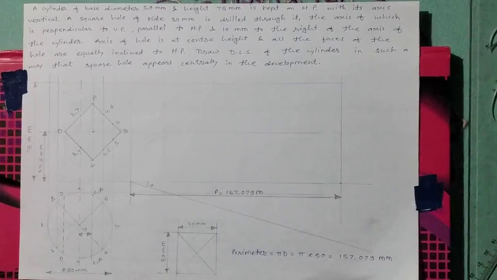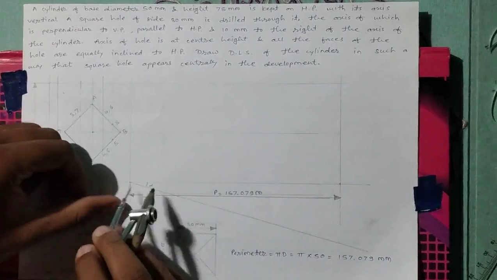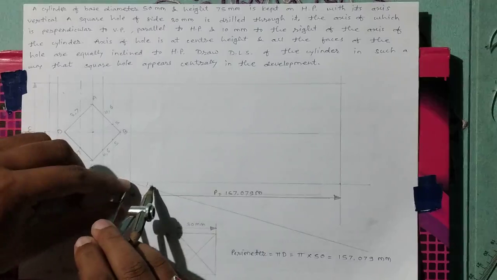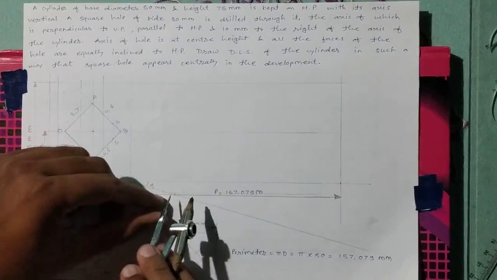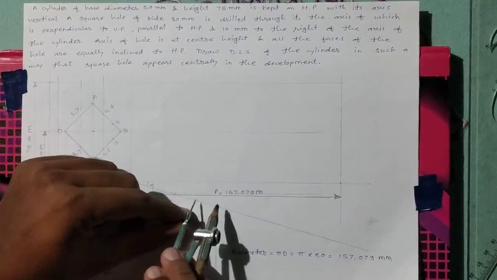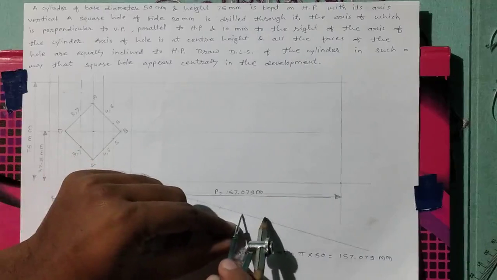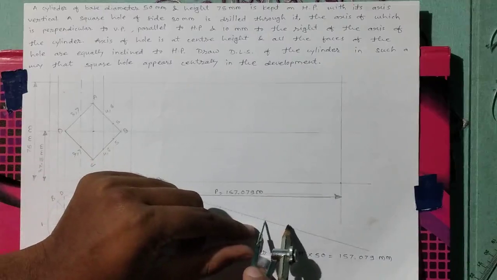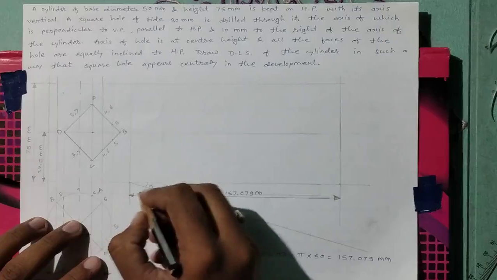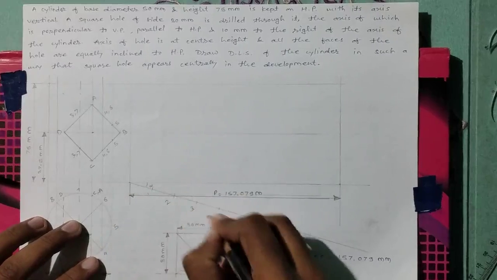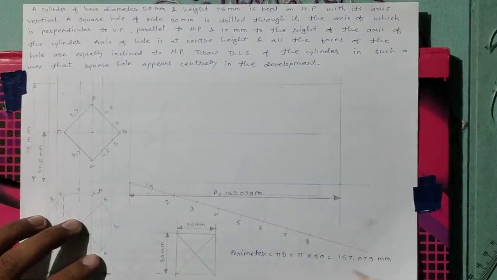After that, take some suitable distance in the compass and start to plot the points 1, 2, 3, 4, 5, 6, 7, 8. Name these points 1, 2, 3, 4, 5, 6, 7, 8.